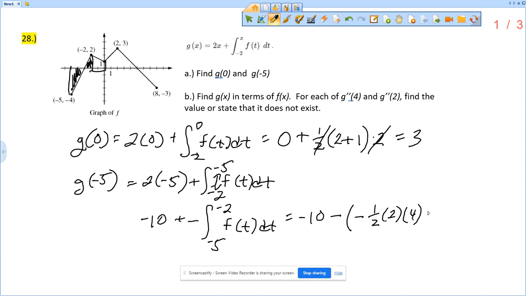Then I'm going to add to it the area of this triangle up here. Once again, 1/2 of the base, which is 1, times the height, which is 2. And so we have -10 minus, now here, half of 2 times 4, so this is -4, plus half of 1 times 2, so that's just 1. So -4 plus 1 is -3. So -10 minus -3 gets me -7.